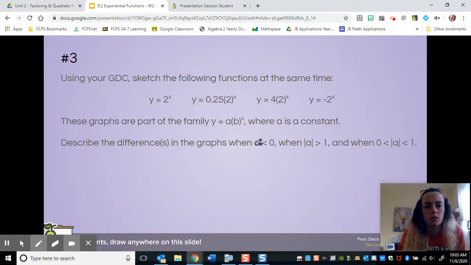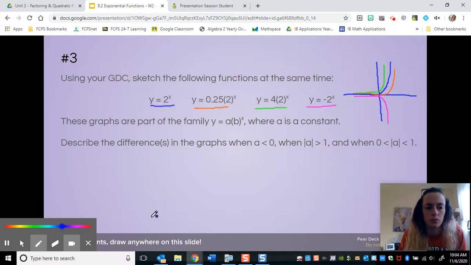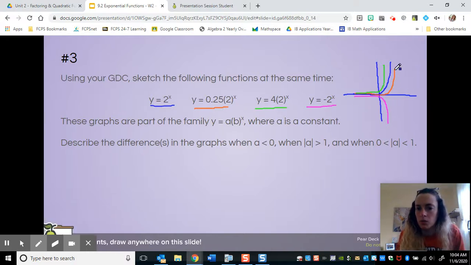All right, part 3, using our graphic display calculator to graph all 4 functions at the same time. We have something similar to this, not a great graph, but you get the idea. All of these are part of the family y equals a times b to the x, where a is any constant. So a can be positive, it can be negative, it can be a whole number, it can be a fraction or decimal. It has lots of different options. And we're going to describe all of them in here.